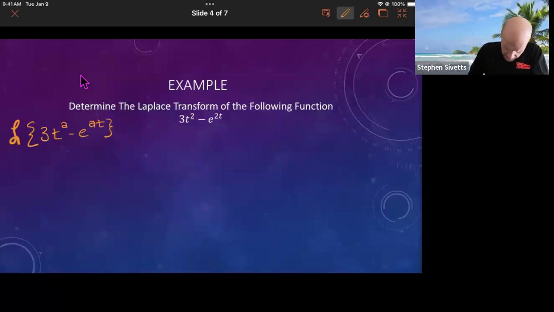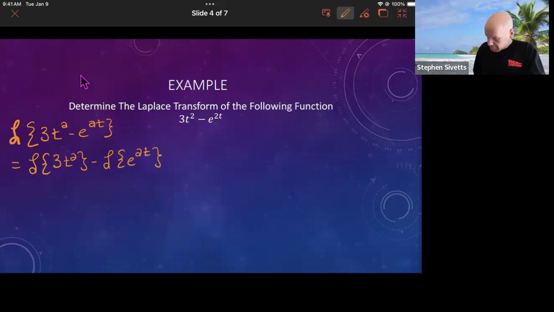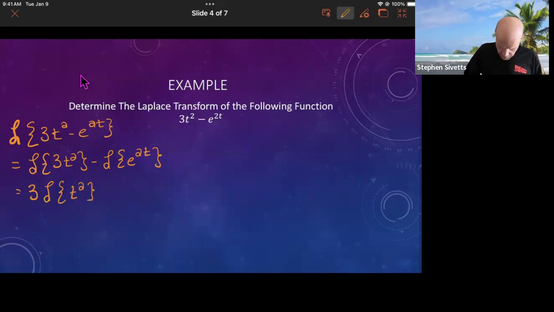Okay, we know that it's a linear function, so this equals the Laplace transform of 3t squared minus the Laplace transform of e to the 2t. And then we can factor out constants. So this is equal to 3 times the Laplace transform of t squared, and then minus the Laplace transform of e to the 2t.